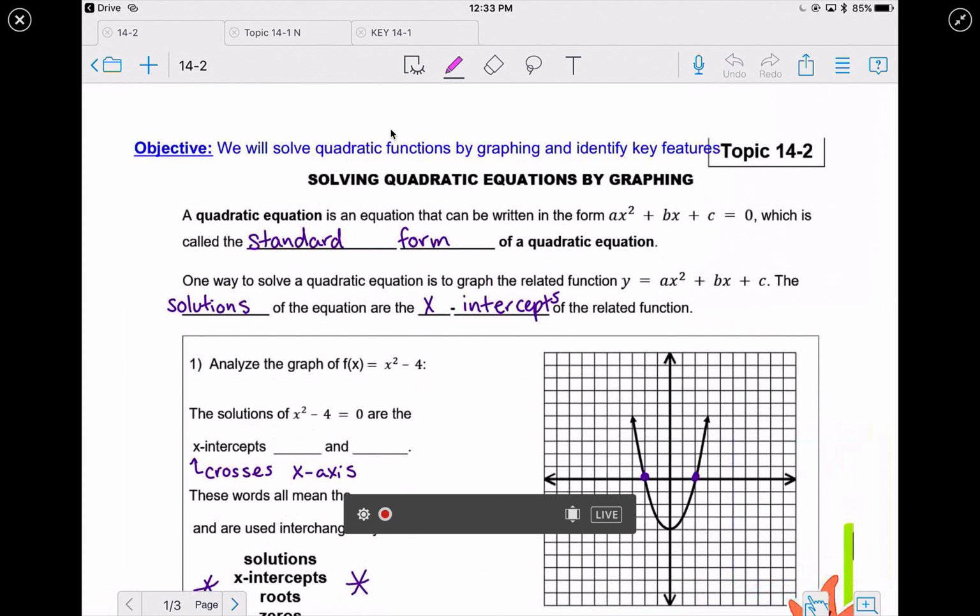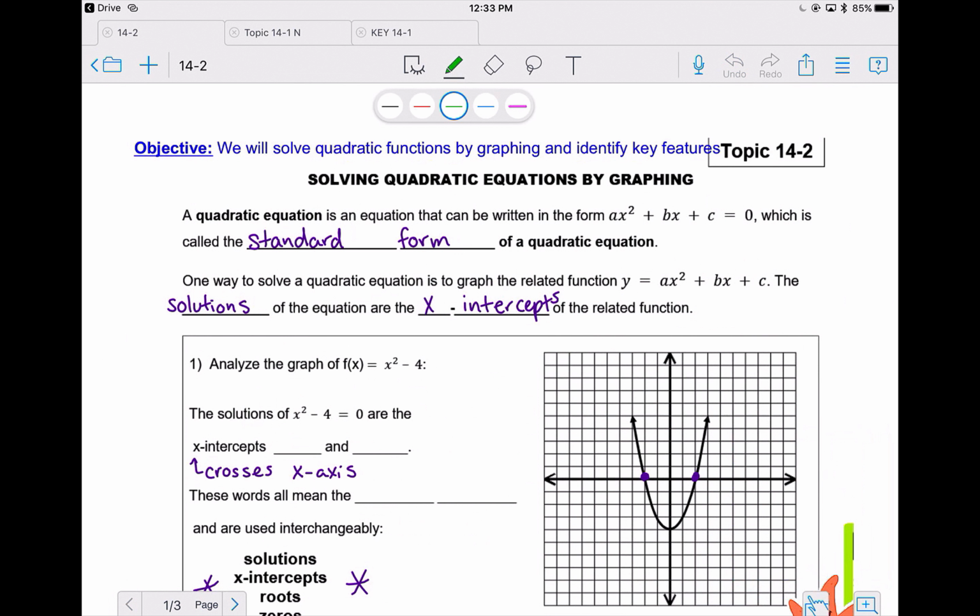This video covers topic 14.2, solving quadratic equations by graphing. So a quick review for you: a quadratic equation is an equation that can be written in the form ax squared plus bx plus c. Remember, as long as it's in the right form, it's literally as easy as ABC. This is called the standard form of the quadratic equation.